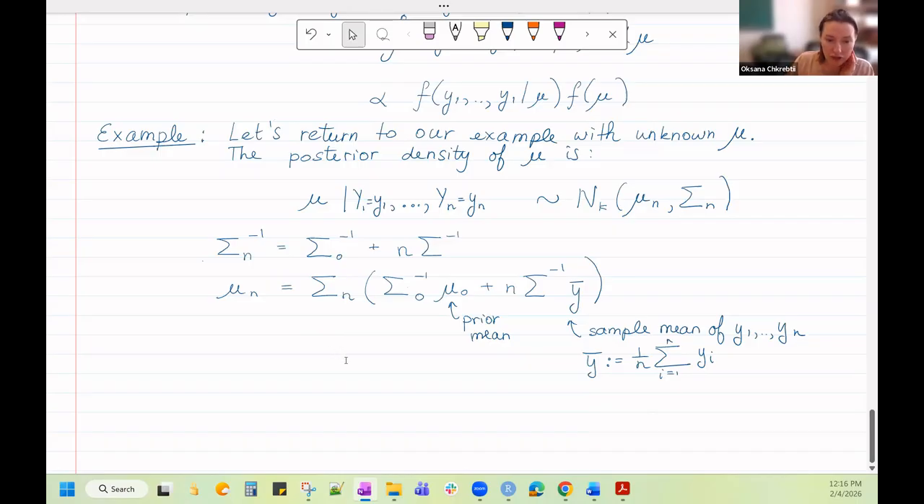Something else we can think about is shrinkage. The posterior mean shrinks the sample mean towards the prior mean. In other words, if you have some prior information, you could include that into the prior, and that could help you with your inference.